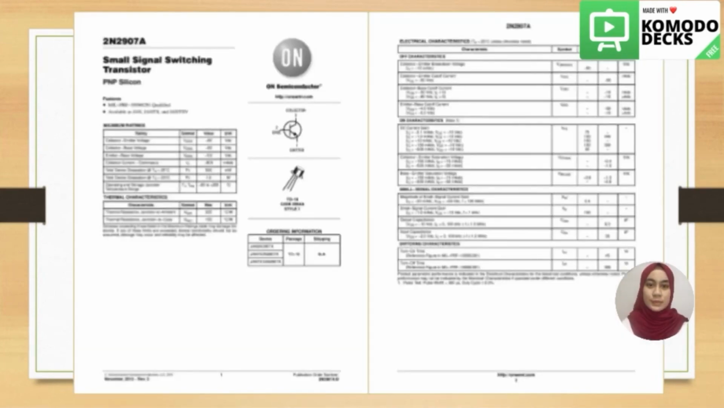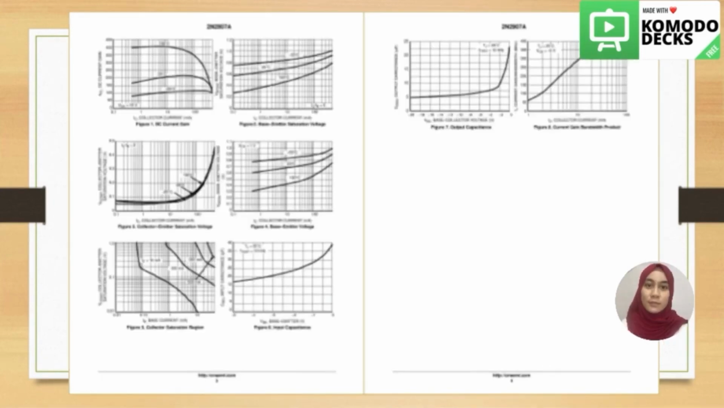Okay, as you can see, this is an official datasheet provided by ON Semiconductor. This is the 2N2907A small signal switching transistor. This is a PNP silicon. Okay, and they also provide a few graphs.